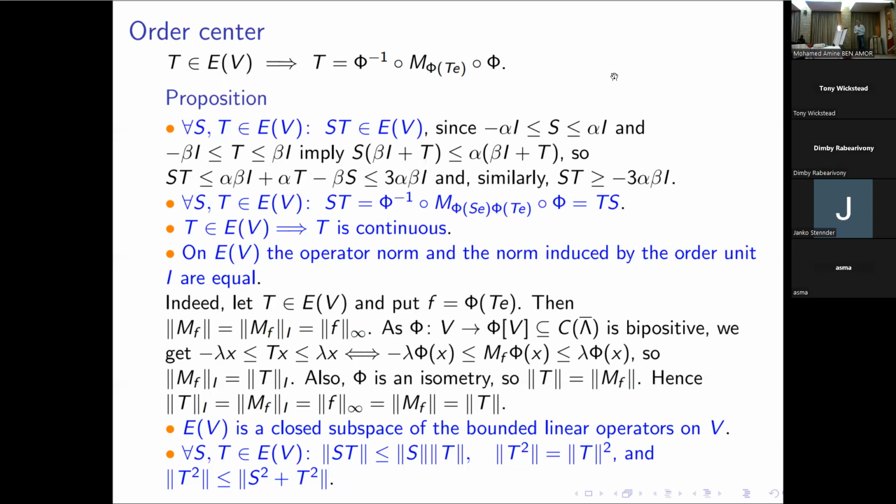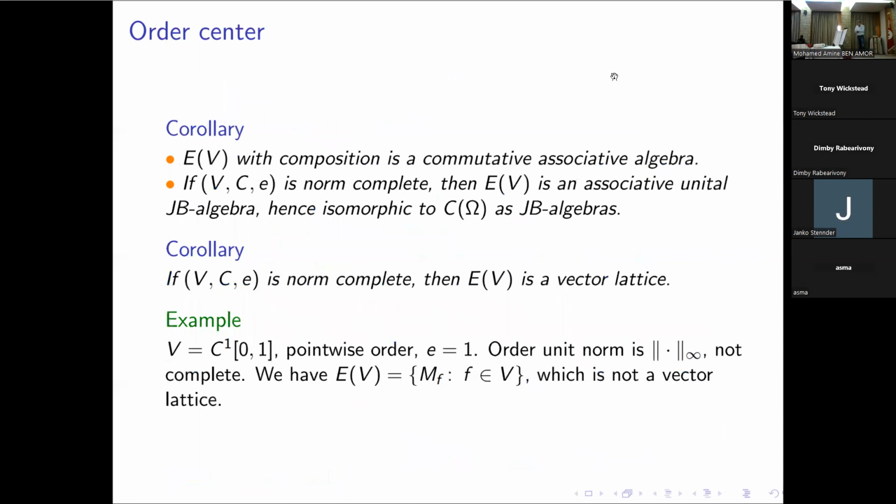The order center is a closed subspace of the bounded linear operators. That's just straightforward verification. And of course, on the order center we have these norm inequalities because we had them for all operators. So we get everything together to see that the order center is actually a JB algebra. It is also associative because of composition of operators, and we have a unit in it, namely the identity operator.